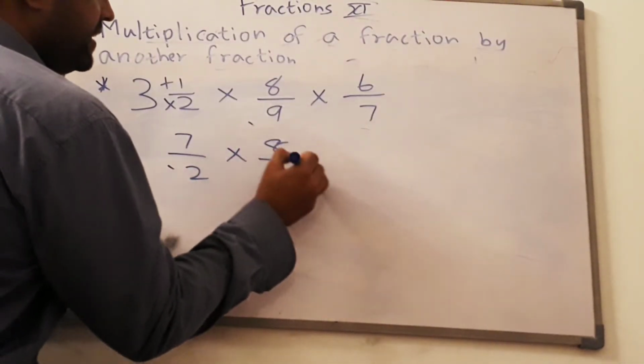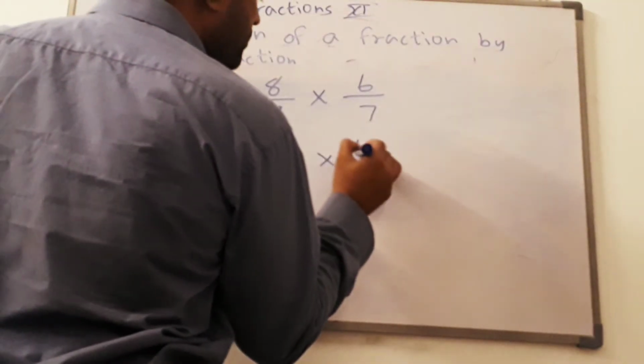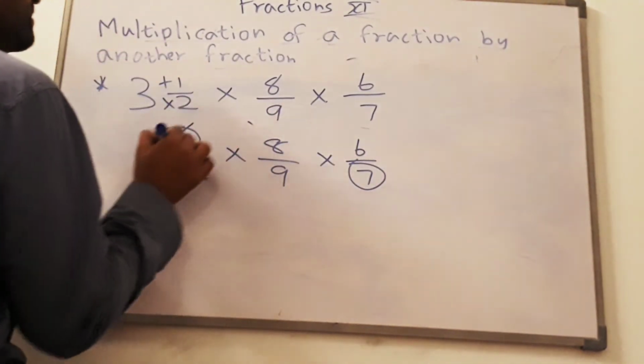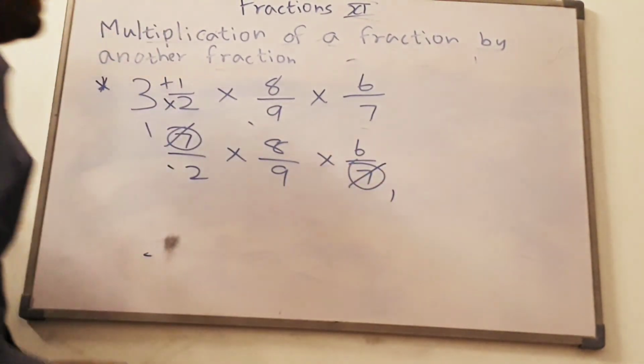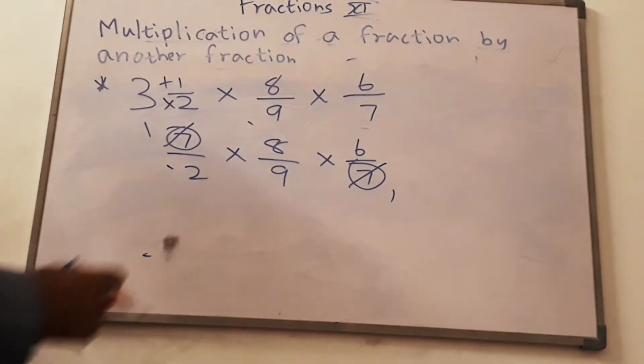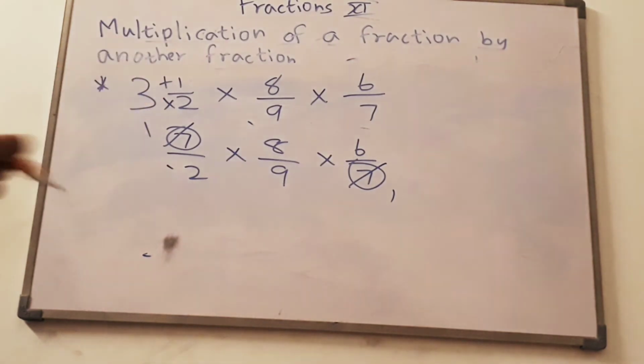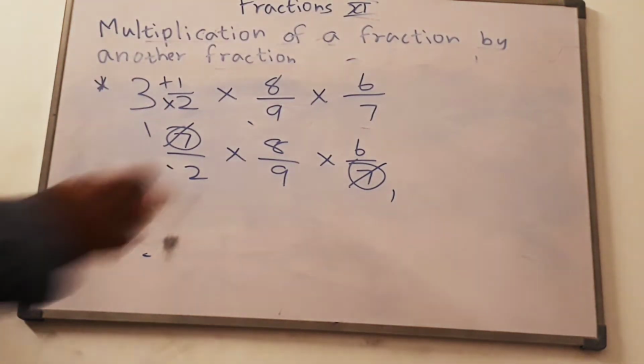3.5 means 2 times 3, 6 and 1, 7 out of 2 times 8 out of 9 times 6 out of 7. 7 and 7 can be cancelled. Why? Because 7 is a common factor of both. We can cancel 2 and 6 as well. Why? Because 2 itself is a factor of both 2 and 6.